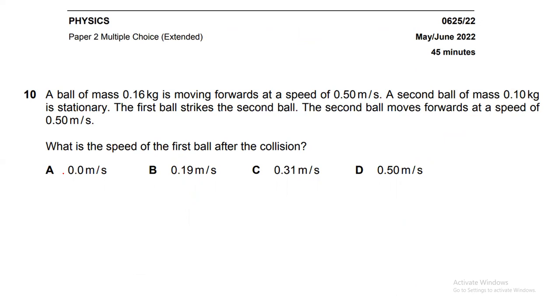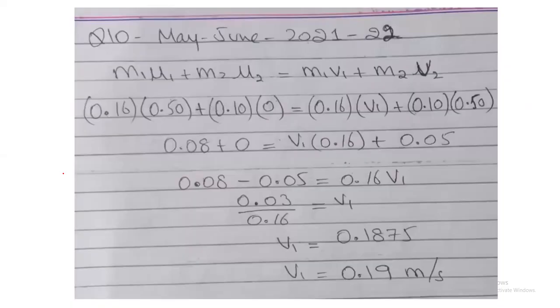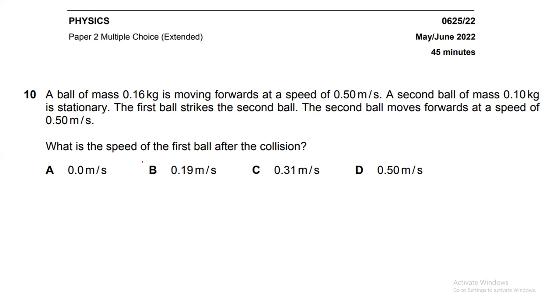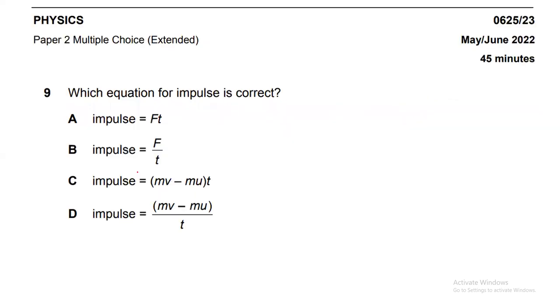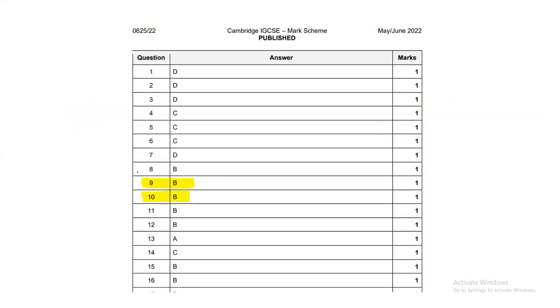It's the same question which we just did. Because this is a different variant, the same question is given there. We have done this, so you can find out the solution. My final answer will be 0.19 meter per second. So I think for question number 10, B is the right option, sir.